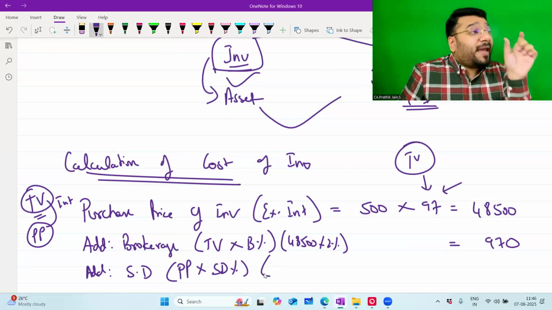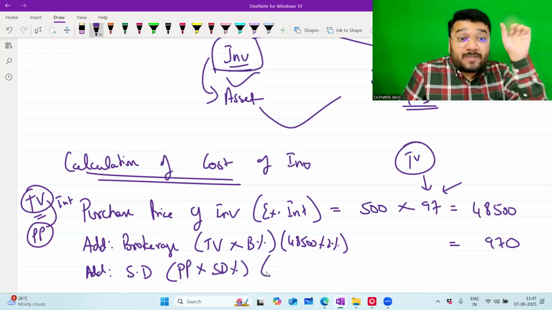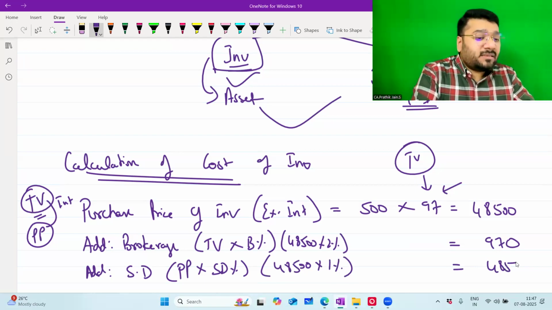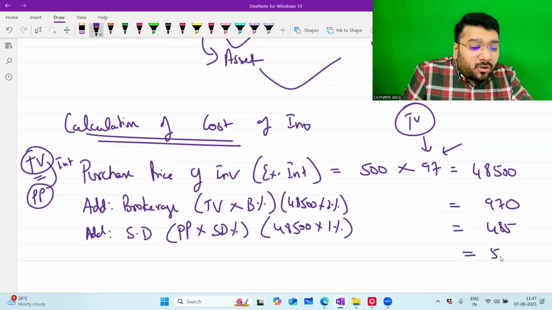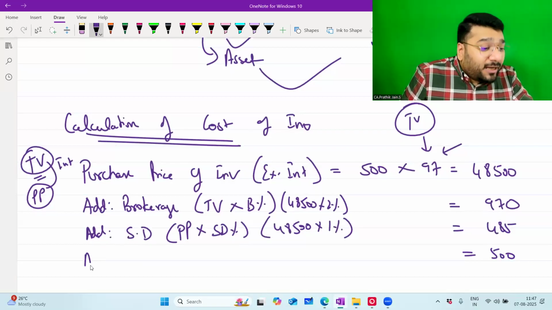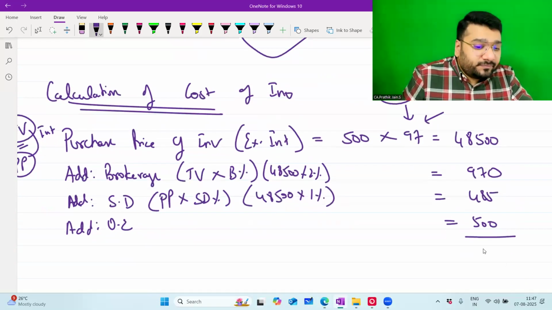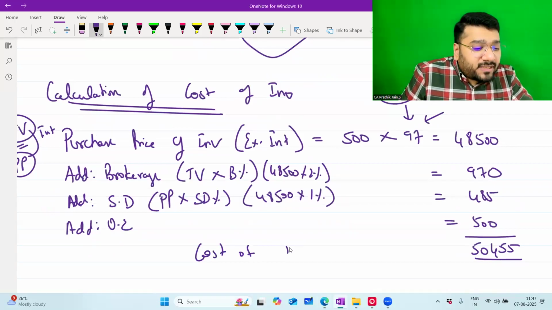So what is the purchase price? The price that the buyer and seller have purely executed for the purchasing of that investment. That is the purchase price. How much is it? 48,500 into 1%, 485. Plus we have incurred 500 rupees more for executing this transaction. That also needs to be capitalized as other charges, other expenses. My total investment value is how much? 50,455.